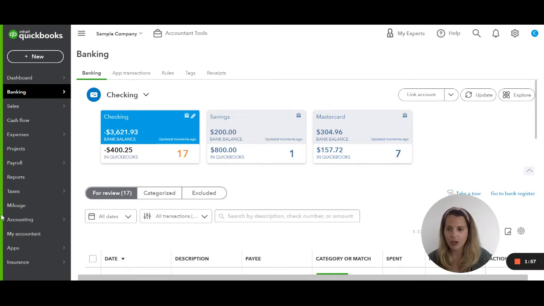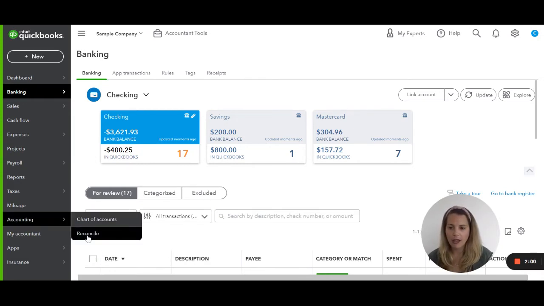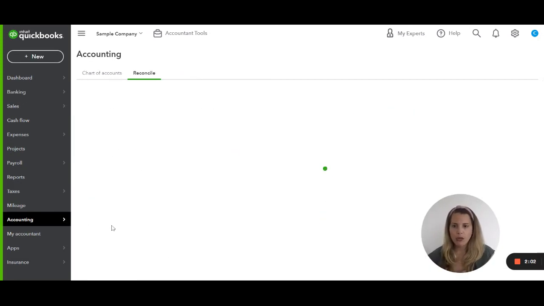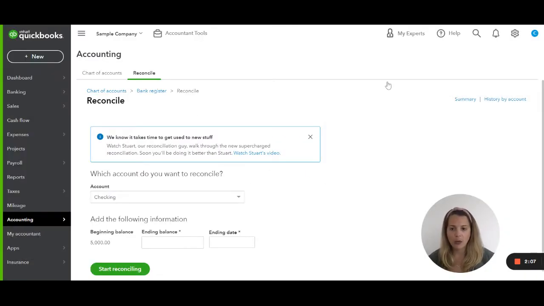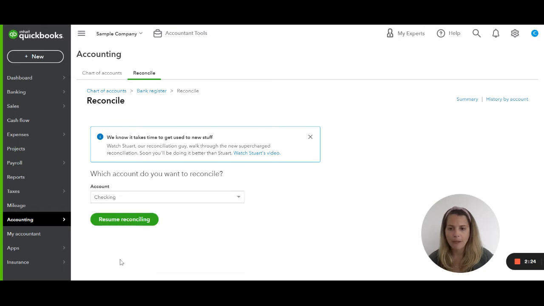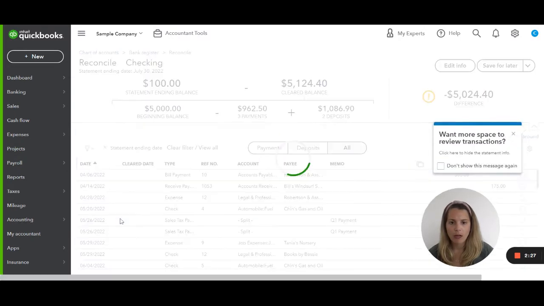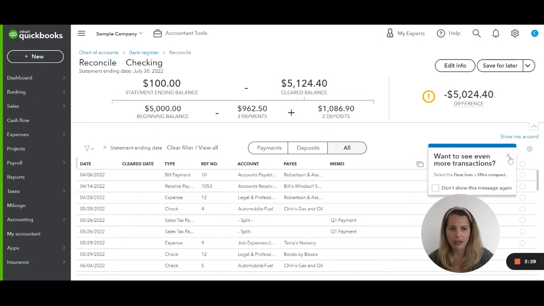Speaking of those kinds of issues, if we go over to accounting and then reconcile, doing a bank reconciliation or a credit card reconciliation is where we generally find the issues that are causing the discrepancy between those two accounts, between the QuickBooks balance and the bank balance. So if I just put in a sample right here so that we can have something to look at. This is what a bank reconciliation looks like, and this is for credit cards as well.